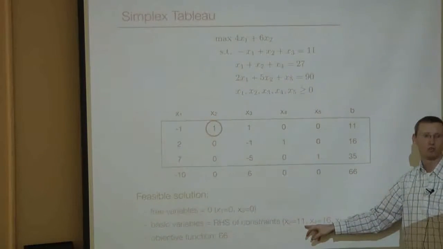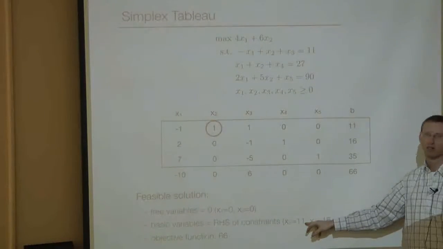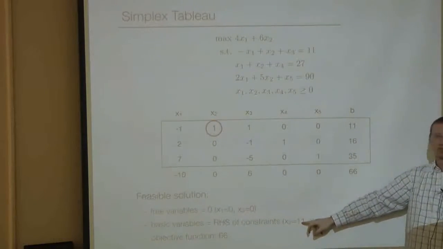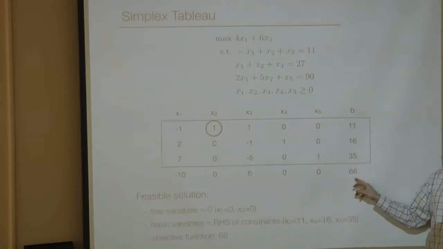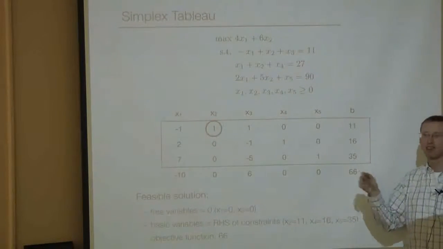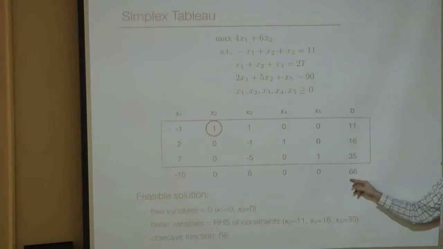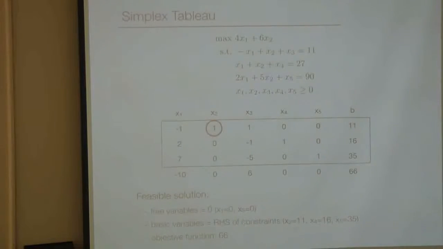What is the value of the objective function for these settings? 66. 4 times x1 plus 6 times x2. Interestingly, it's also the number that we have obtained in this final cell after all those elementary operations. So those pivoting operations always keep the value of the objective function as the entry in the final cell.